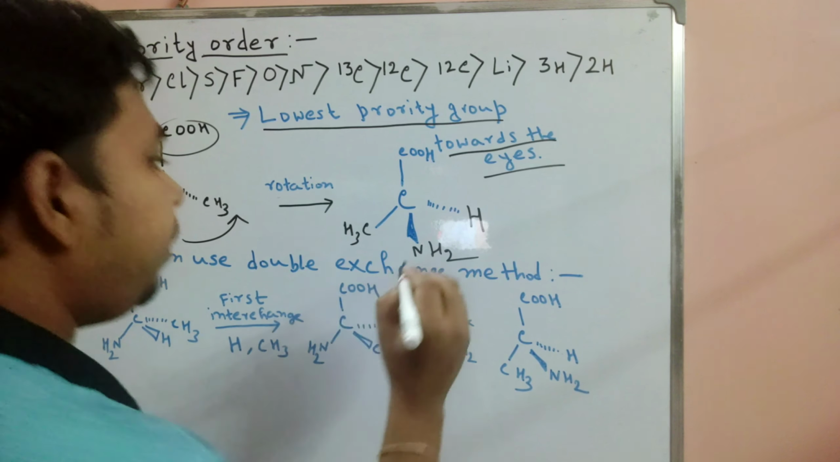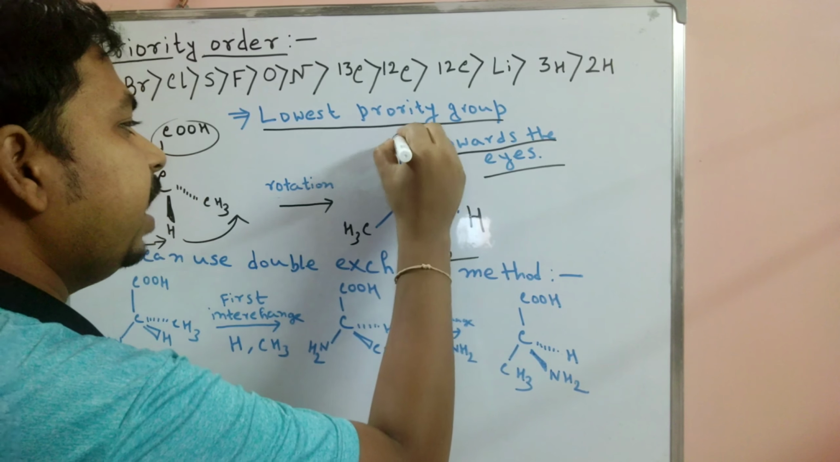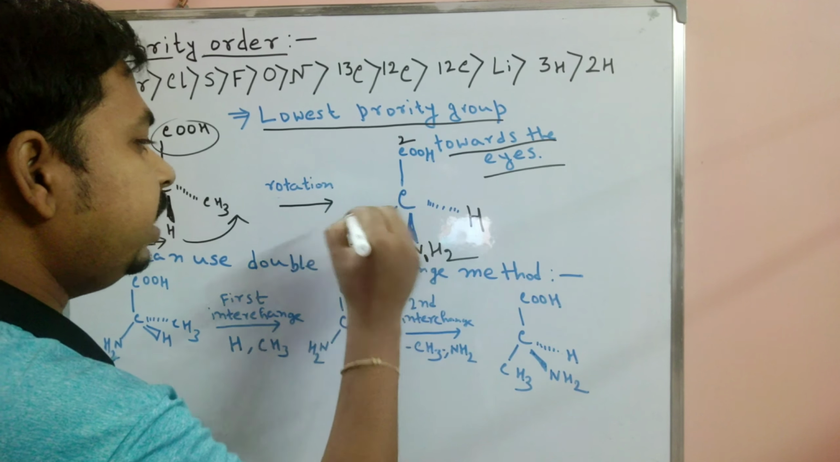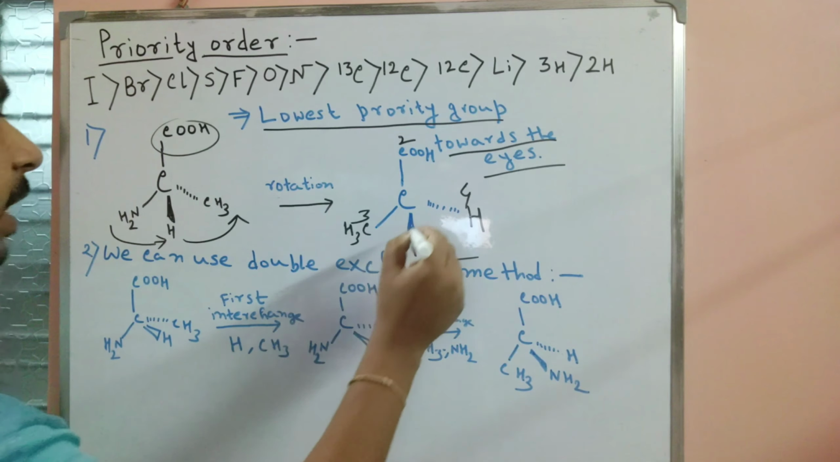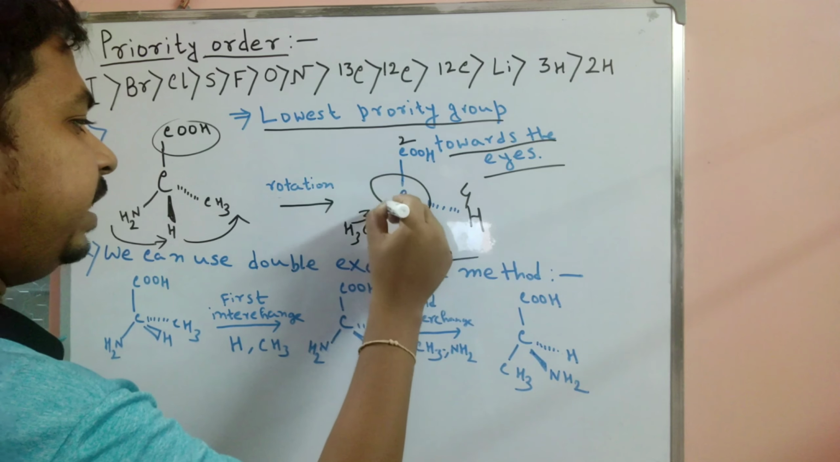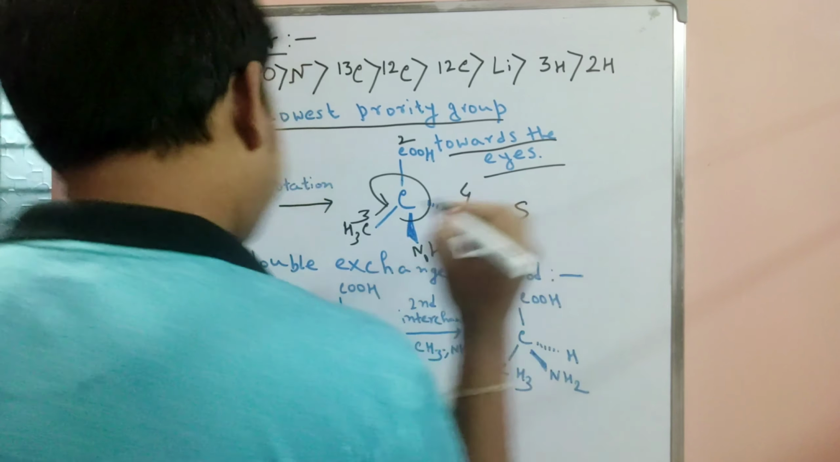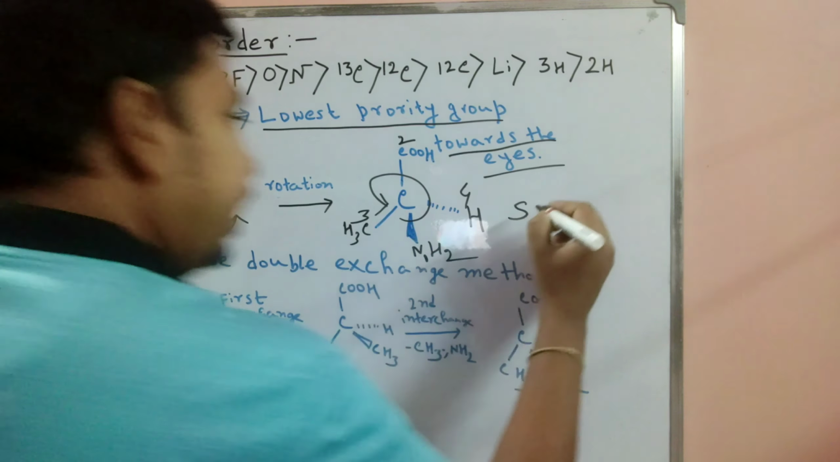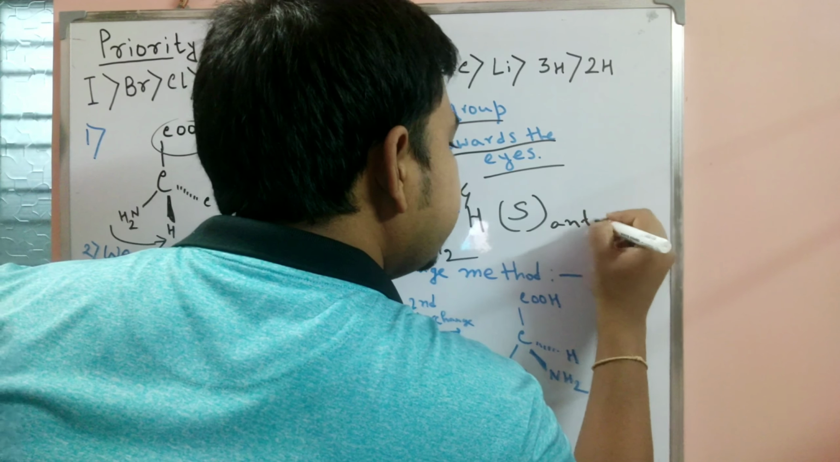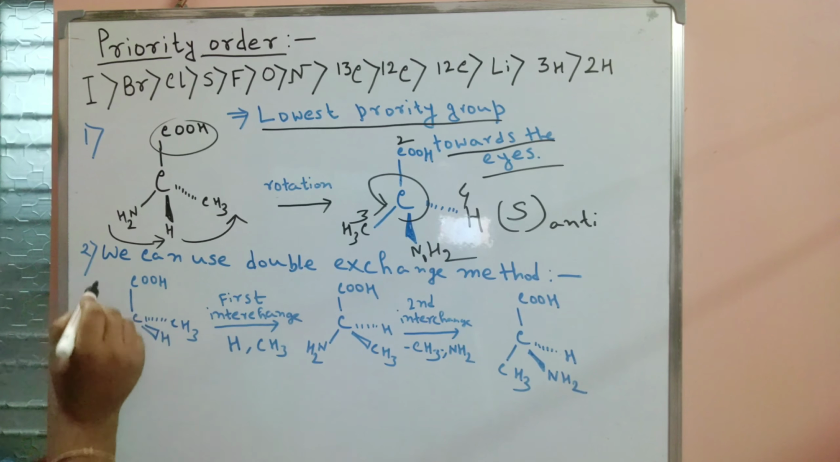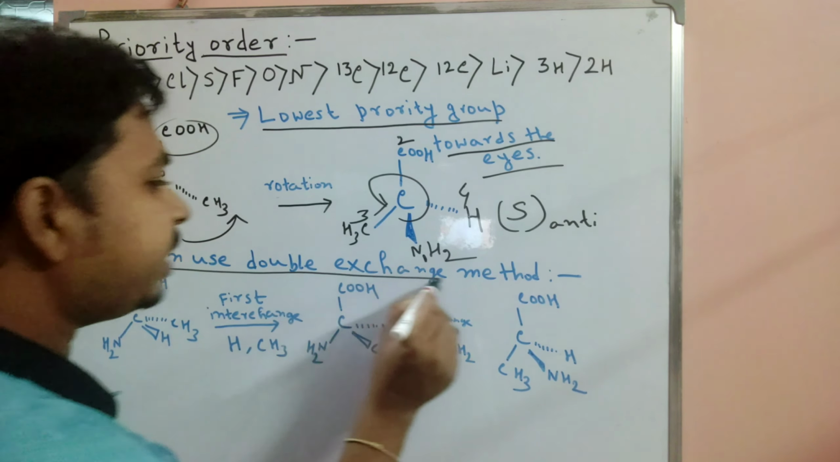Now according to our priority rule, this one is 1, and 2 3 4. Here the rotation is anti-clockwise, so S. We call anti-clockwise S. But here the same thing happens, we can use the double exchange method.